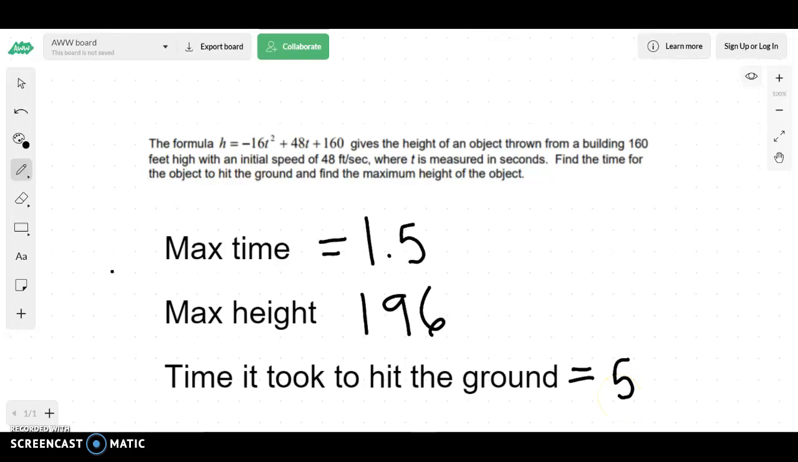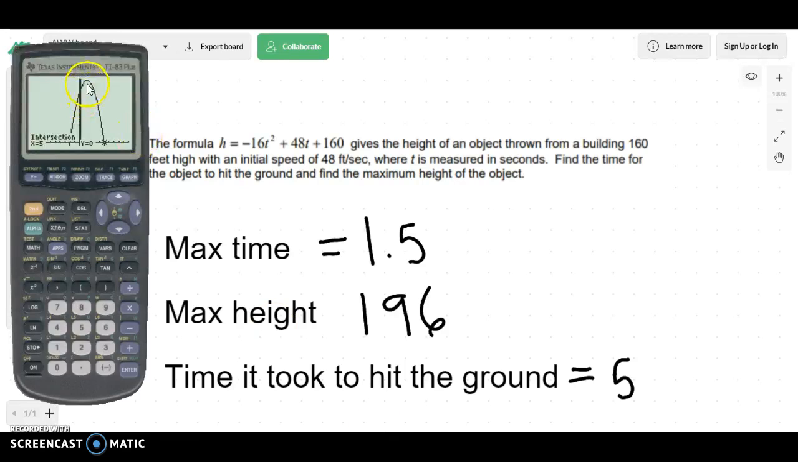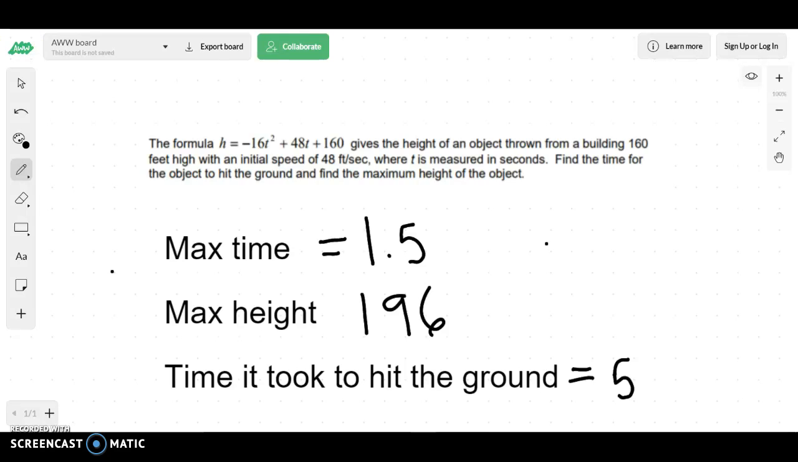So that's how you do any of the application problems. You just plug it in your graphing calculator and find the 2 points that you want. One point is up here where it's max height, and the other point is down here where it hits the ground. Let's do another problem.